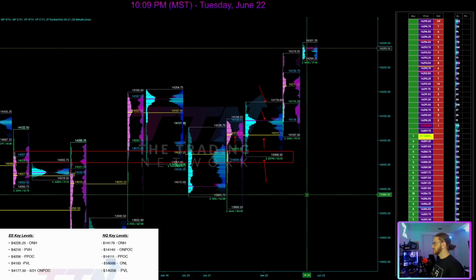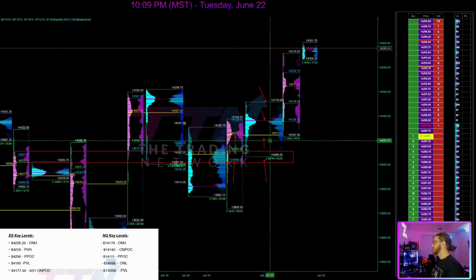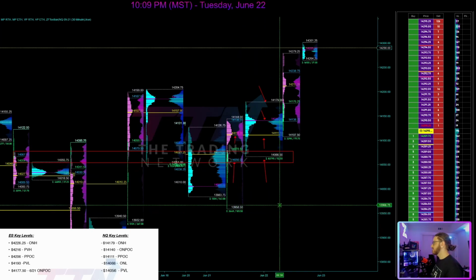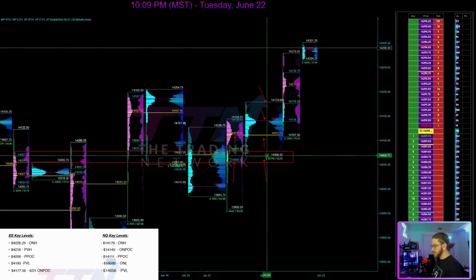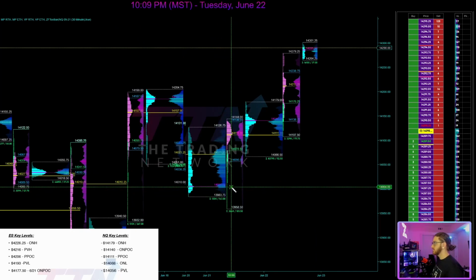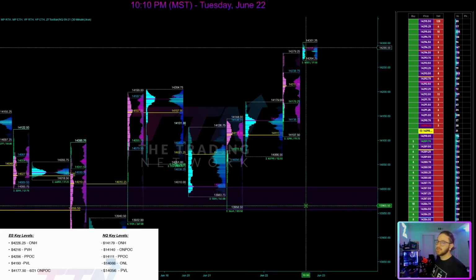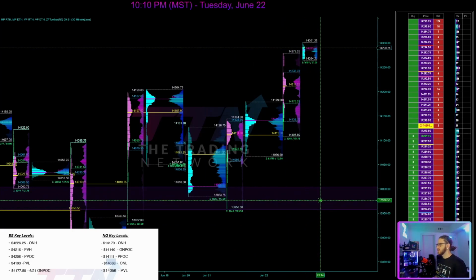Now, last but not least, I was looking at the prior value area low, just 10 points below that. And my thought was, if we broke down below this prior value area low, then we're very likely to visit these levels down here from 14,005 down to 13,960, 13,950-ish area.